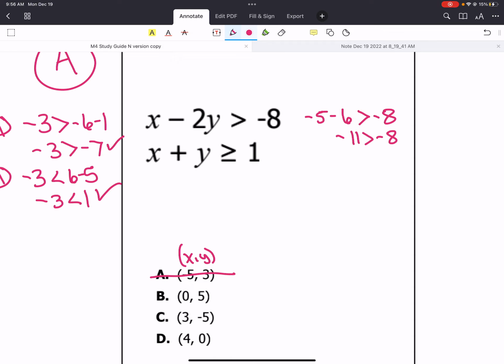All right, 0, 5. So is 0 minus 10 greater than -8? Well, yes, it is. So I check the second equation. Is 0 plus 5 greater than or equal to 1? 5 is greater than or equal to 1, so yes, it is.